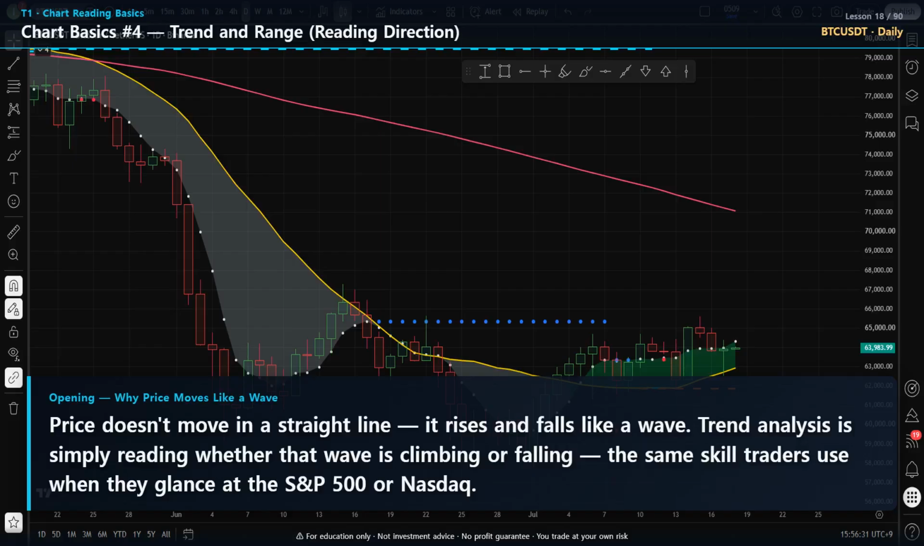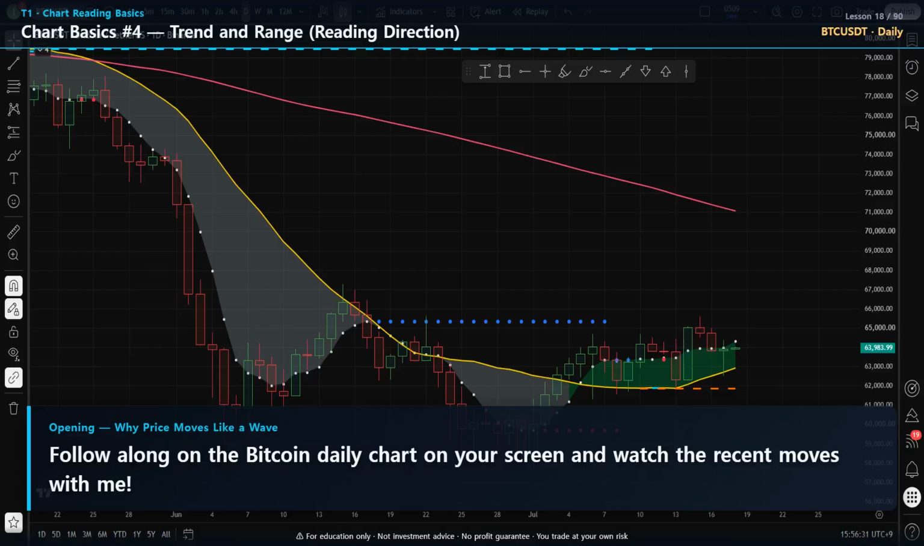Price doesn't move in a straight line. It rises and falls like a wave. Trend analysis is simply reading whether that wave is climbing or falling, the same skill traders use when they glance at the S&P 500 or NASDAQ. Follow along on the Bitcoin daily chart on your screen and watch the recent moves with me.